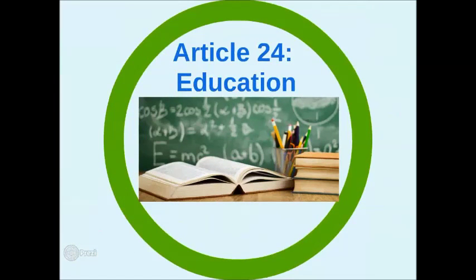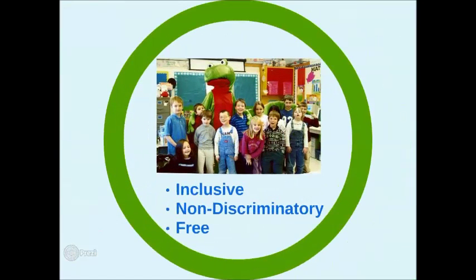So we will begin with Article 24, which is education. Article 24 says that you have the right to equal education and lifelong learning. You have the right to an inclusive, non-discriminatory, and free education, and you also have the right to have your needs met within the school system. This could include things such as transportation, participating in the classroom, and after-school activities.